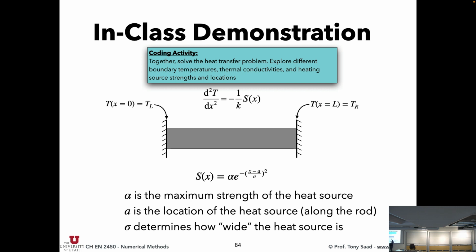A, in this formula, tells us where that heat is located. If a is L over 2, it's going to be located in the middle. If a is 2L over 3, it's going to be located one-third from the right. If it's L over 3, it's going to be located one-third from the left, and so on. Sigma, the standard deviation, has to do with how wide that distribution is, or how narrow it is. The larger the sigma, the wider that distribution is.